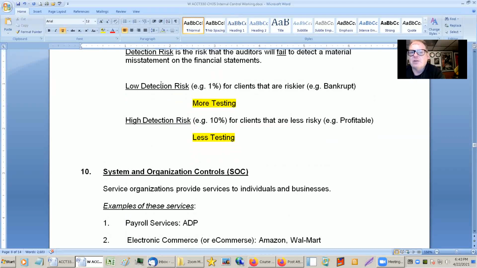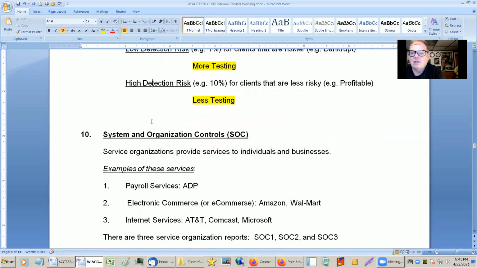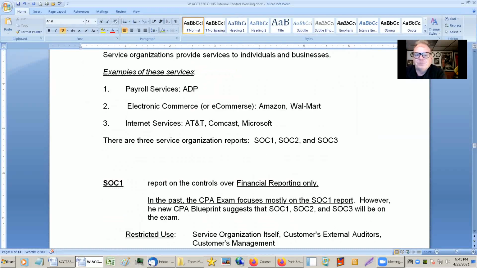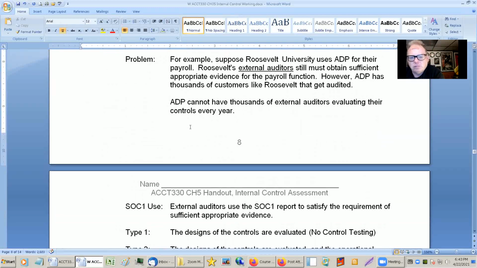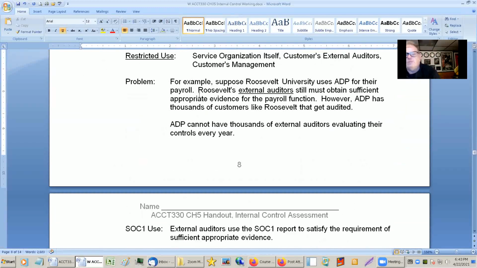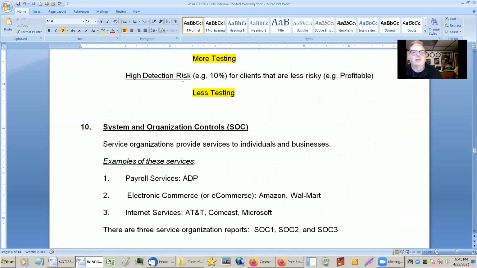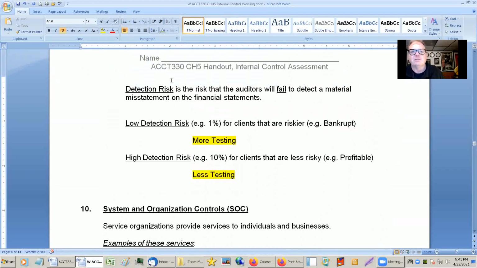Generally, this is the way it goes. Low detection risk is for companies that are riskier. High detection risk is for companies that are less risky or safer. You need less testing. Okay, question on that? I know there's a lot of definition stuff. Stuff I hate.